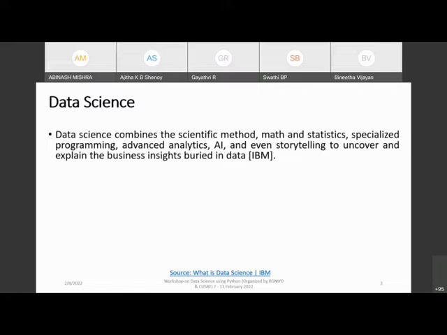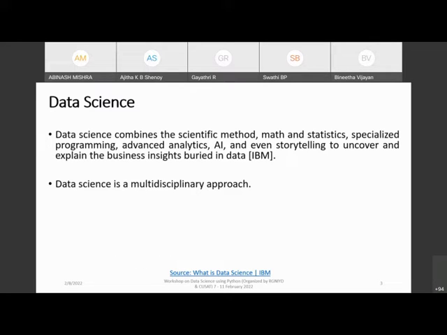To get that, what exactly are we doing? We are using the knowledge of mathematics, statistics, and computer science. And especially in computer science, we are using data mining, machine learning, artificial intelligence, then programming concepts like Python, R, and then information theory. All these techniques we are using to get the business insights which are buried in the data. So as the definition says, data science is definitely not a single disciplinary subject. It is a multidisciplinary approach.